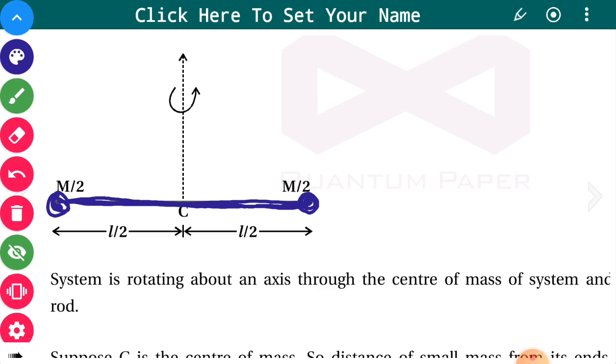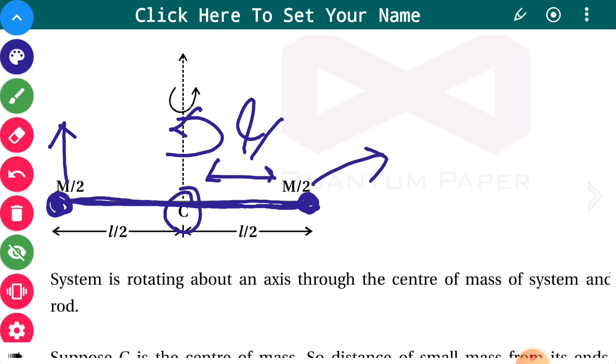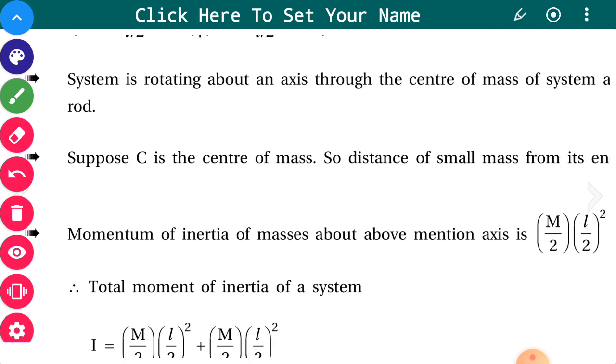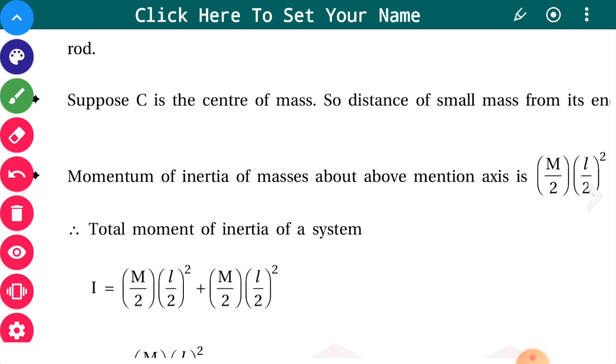Two masses, or we can say two spheres, are attached at the two ends of this rod. Here the mass is m by 2, here also it is m by 2, this is its center, and we want to rotate it in this direction. The distance on both sides will be the same because the center is at the midpoint, so L by 2 are the distances. Now we want to calculate this, very easy.